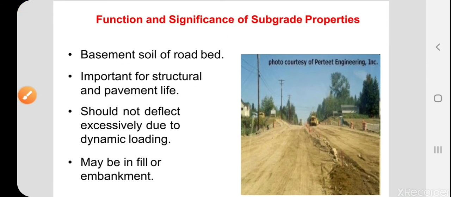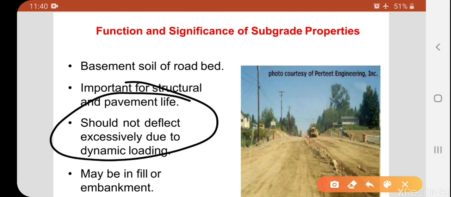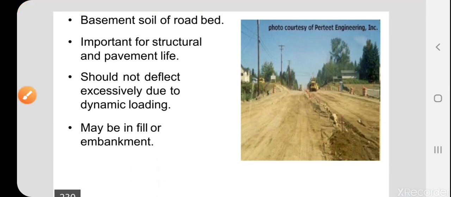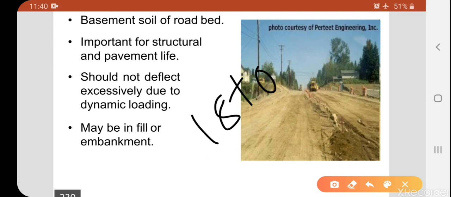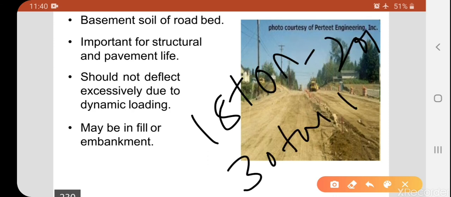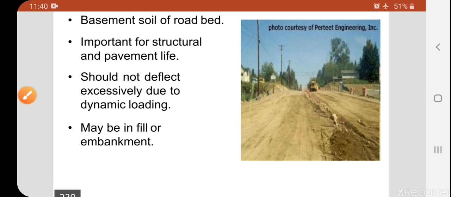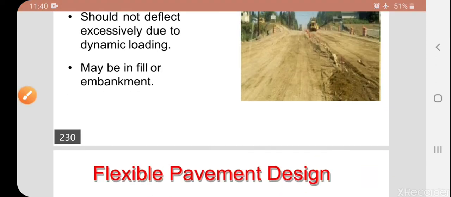It should not deflect excessively due to dynamic loading. Assume we have constructed a road for 18 tons to 20 tons. If vehicles of 30 tons capacity, or more than 30 tons, are continuously moving, automatically the road may be subjected to failure, maybe in fill or embankment.